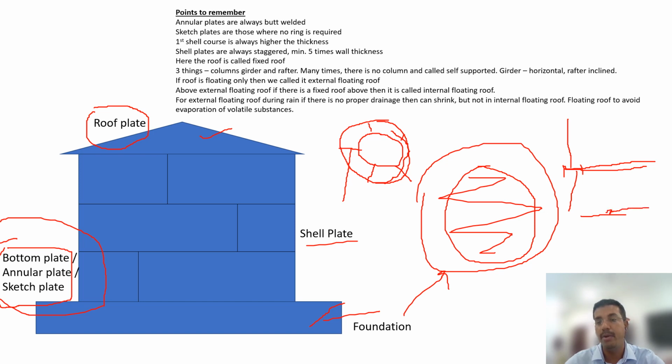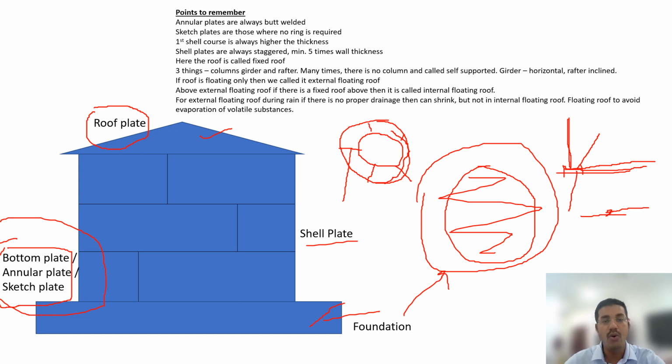So we call it bottom plate, but it is not required to be butt welded. The code never says that the bottom plate needs to be butt welded. And the sketch plate is the bottom plate welded with the cell plate. This plate is called sketch plate. The corner one is called the sketch plate. So the annular plate and bottom plate, you understand; sketch plate is more similar to the bottom plates.